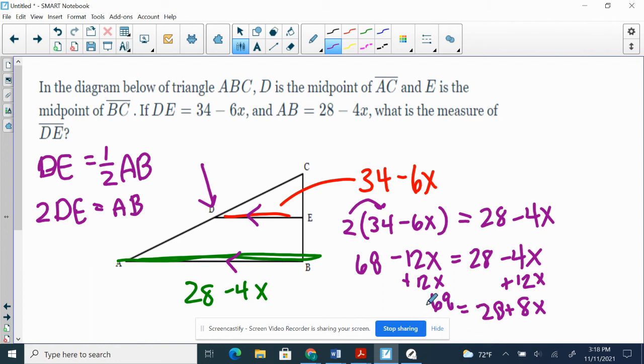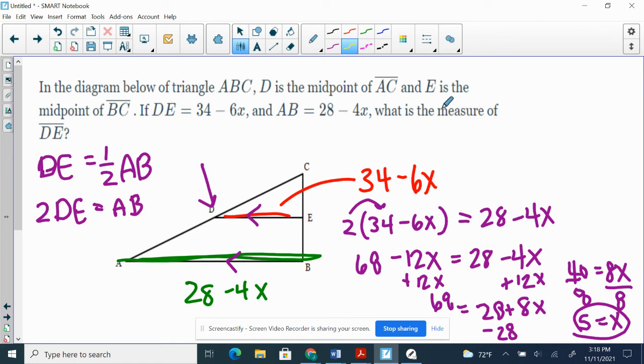So I'm going to subtract 28 from both sides. And I should end up with 40 equals 8x. That's multiplication, so we're going to divide by 8. And x is going to equal 5. Again, don't jump too fast because if it's multiple choice, it'll be there.